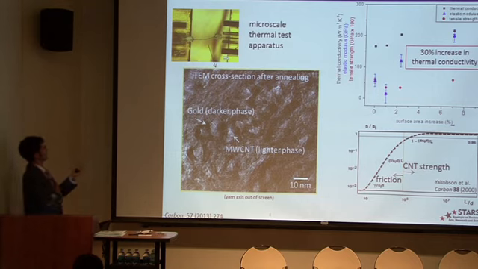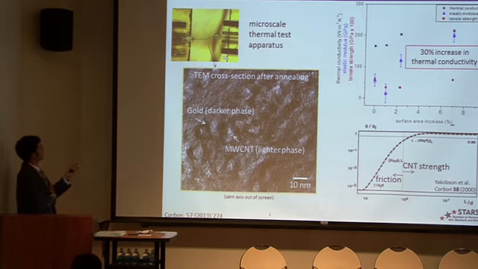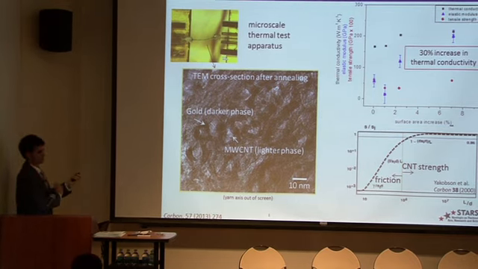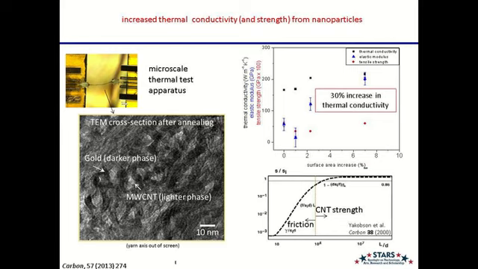So this is our microscale test apparatus that we use in an SEM to measure electrical conductivity and strength and thermal conductivity as well. We can cut this fiber. So this is one of these pieces of carbon nanotube yarn, and we look at it in cross-section. The nanotubes are these light phases, and these black phases are gold nanoparticles. So I can cut this thing anywhere and see the same kind of distribution of metal and nanotubes. So I have this true composite material.